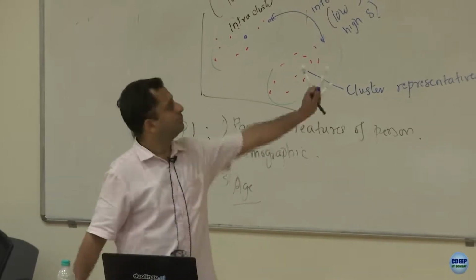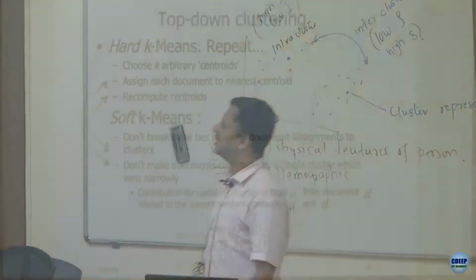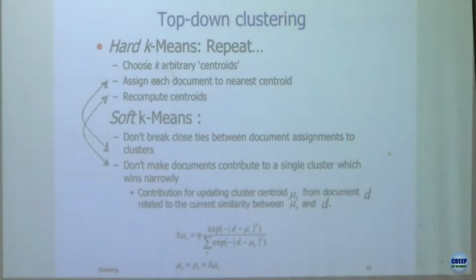So overall, hard k-means says choose k arbitrary centroids, assign each document or each instance to the nearest centroid, and then recompute the centroid. That's it, that's the basic algorithm. If you understand the spirit of this, you can go ahead and implement the second task. So this is hard k-means.